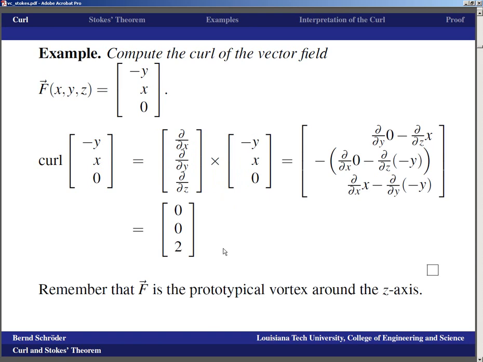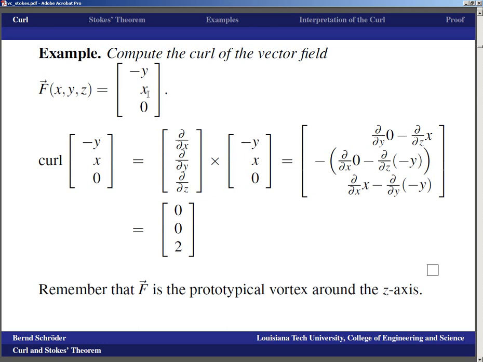And remember that this vector field F is the prototypical vortex around the z-axis, where the strength of the vortex increases as you get away from the axis. So this is the kind of model that, if you scale it right, would model the center of a hurricane, for example, where the velocities get faster as you get farther away from the center of rotation.